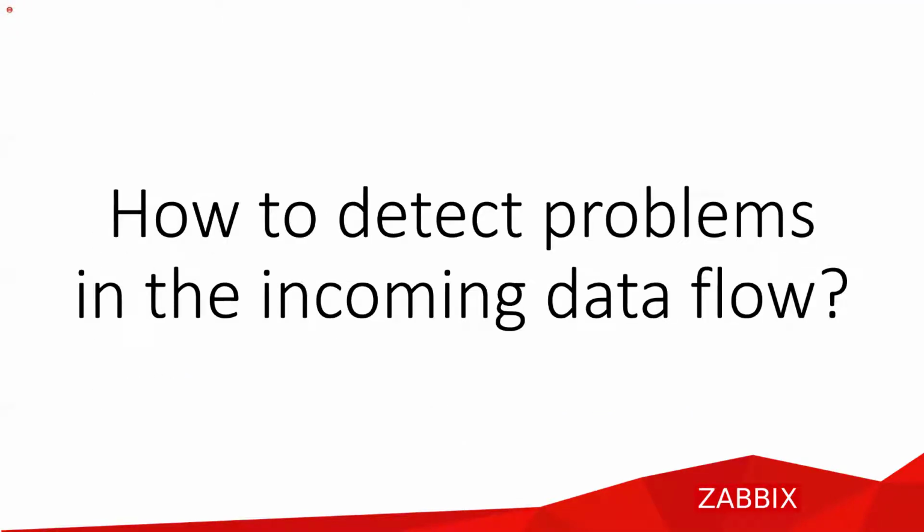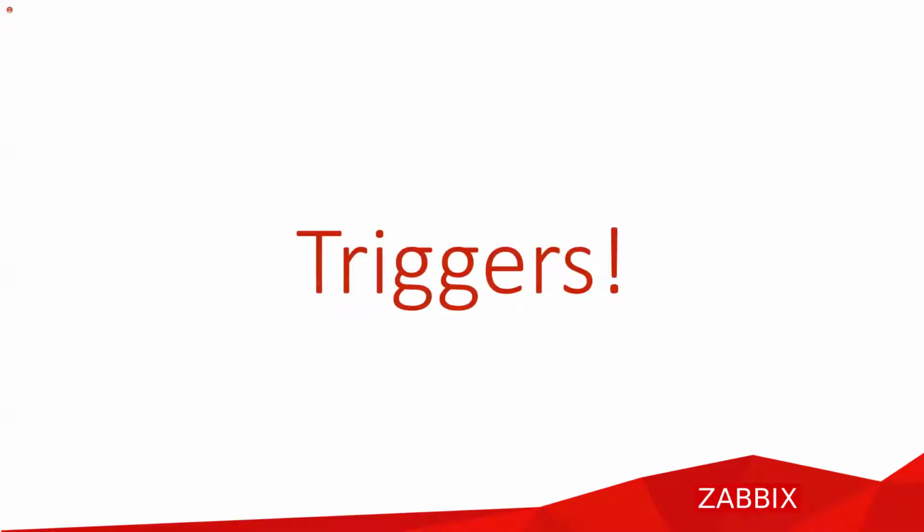Okay, so we can collect the data as much as we want. We can collect it in any way we want. There are no limitations. We already got that. But how to detect the problems in the incoming data flow, since you can be, again, collecting a lot of information, and just going and checking each item separately for the latest data and seeing if it actually reports something is, I can guess, not the best solution you can imagine. That's why Zabbix has triggers.